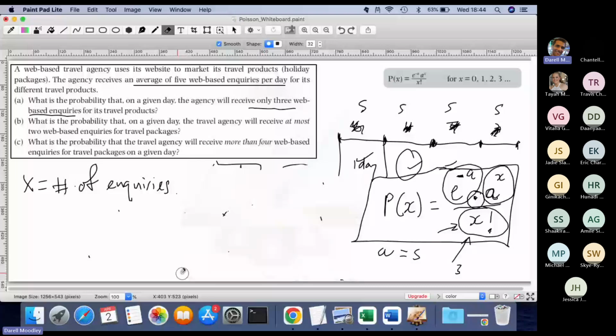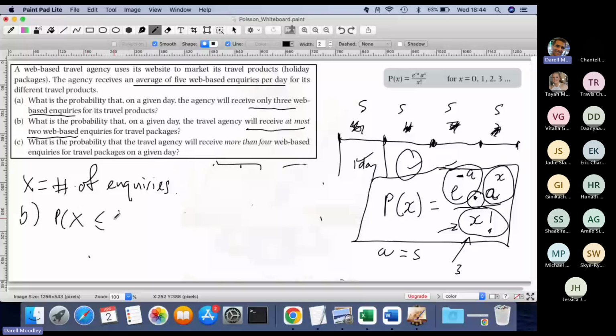All right, question number B. It's asking us, what is the probability that on a given day the travel agency will receive at most 2 web-based inquiries? This is the same kind of question we had for the binomial distribution. At most 2 means probability of x less than or equal to 2. So in order to work this out, we need to work out the probability of x equals 0 plus the probability of x equals 1 plus the probability of x equals 2. You need to work out each of them.